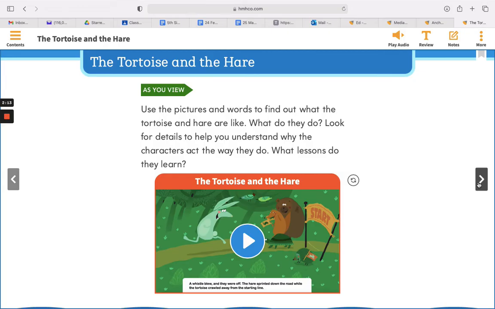Let's see. So it tells us that as we view it, to use our pictures and words to find out what the tortoise and the hare are like. What do they do? Let's look for our details that help us understand why the characters are acting the way that they are. And what lessons can we learn from the tortoise and the hare?